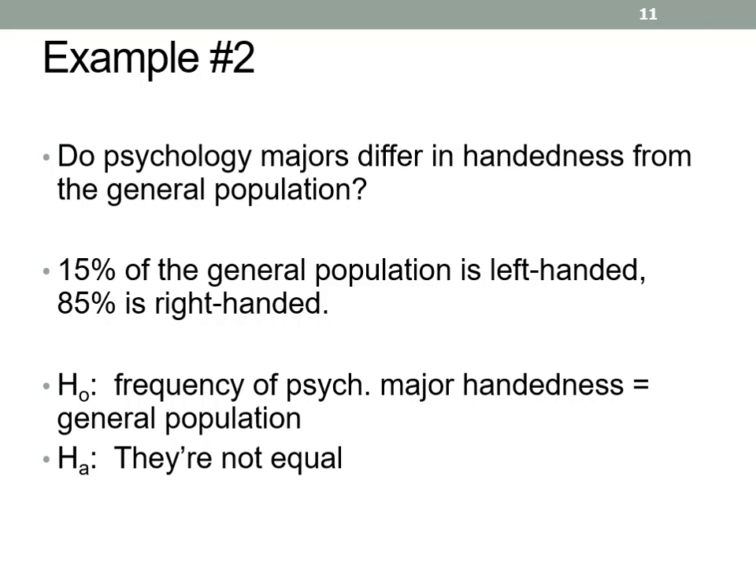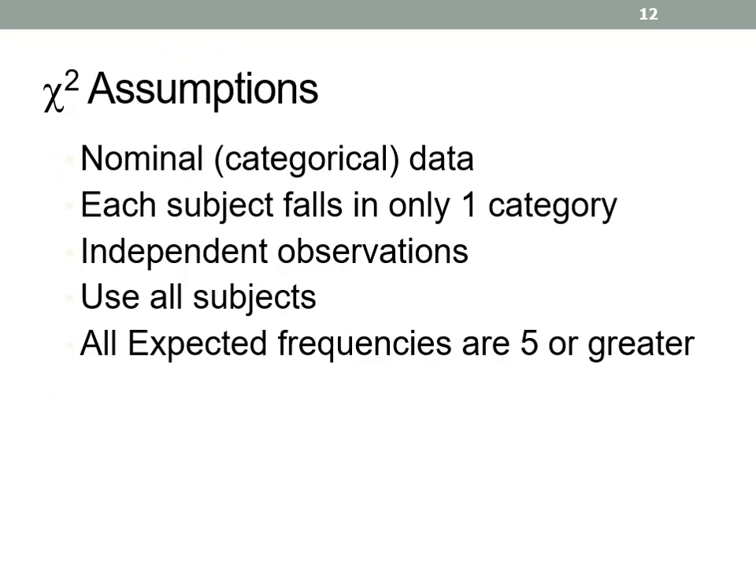Example 2, do psychology majors differ in handedness from the general population? And we will say the frequency of psychology majors' handedness equals that of the general population, because we're comparing the two. And the alternative is they're not equal. Assumptions for this test are that, again, it's nominal, categorical data. Each subject falls in only one category. Independent observations. We use all subjects. All expected frequencies are 5 or greater.